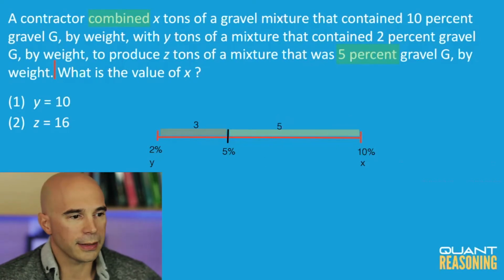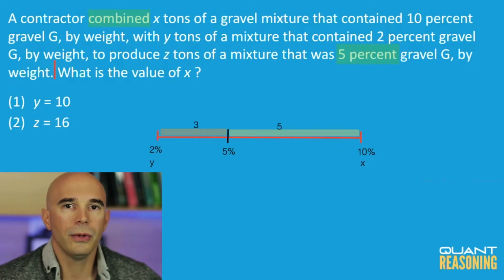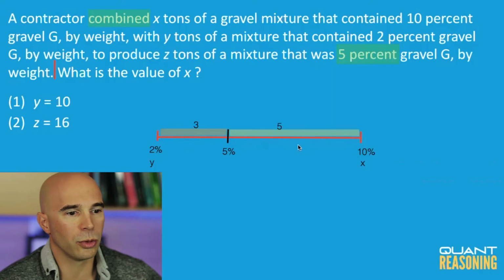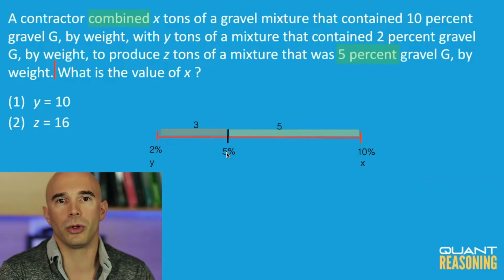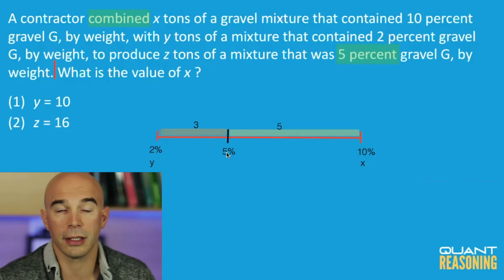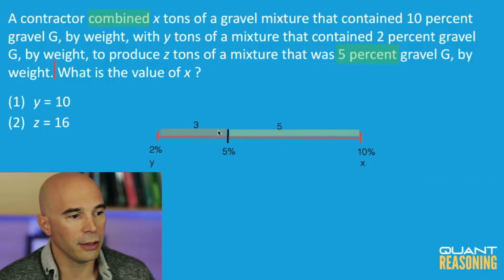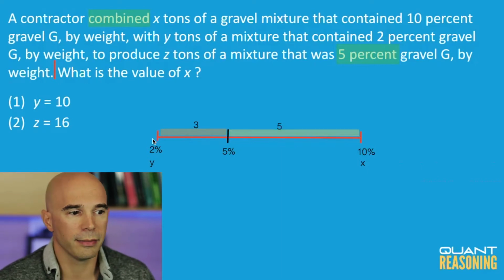What I do for the next step is I assess my picture visually to see who is winning. What is there more of? Is there more of the 2% gravel, or is there more of the 10% gravel? And the way to answer that question is to see which side the result is closer to. Because it's like a tug of war. Each side is trying to pull the result as hard as they can to their side. And it looks like the 2% side is winning, because you can see visually that the average is closer to the left side.